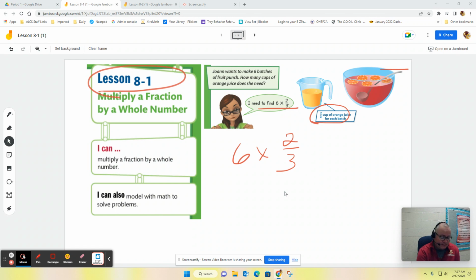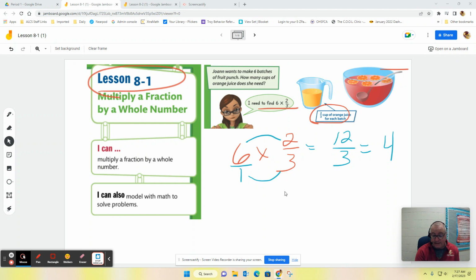When we multiply using fractions, I like to take that whole number 6 and turn it into a fraction by putting a 1 under it. And now I'm just multiplying 6 over 1 times 2 over 3, which is 6 times 2, which is 12, over 3 times 1, which is 3, and 12 divided by 3 is 4, or 3 goes into 12 4 separate times. So that's one way to look at it.